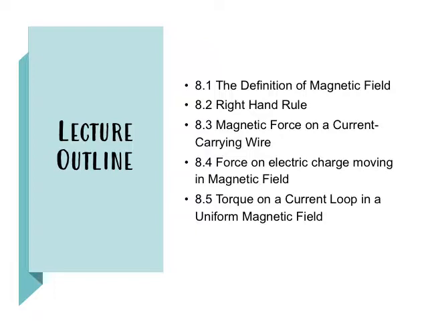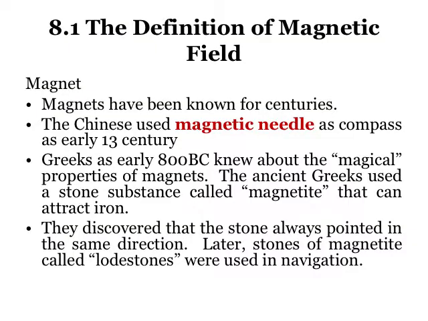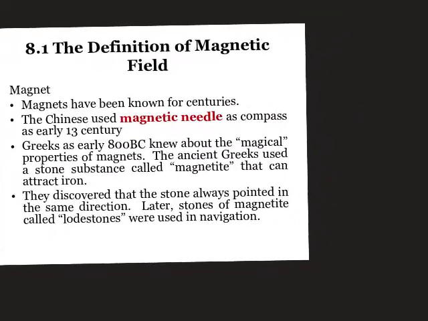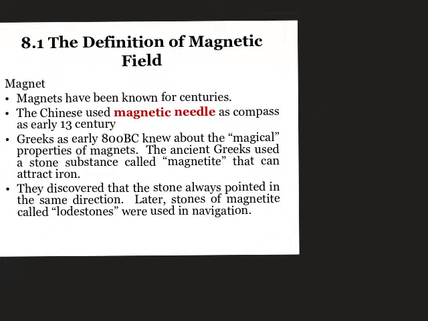Okay, so let's start. The things that you need to understand about the magnetic field. The magnetic field has been known for centuries, mostly used in the magnetic needle. The magnetic field is closely related with the magnet bar. When we talk about the magnet bar, this magnet bar is made of ferromagnetic material.